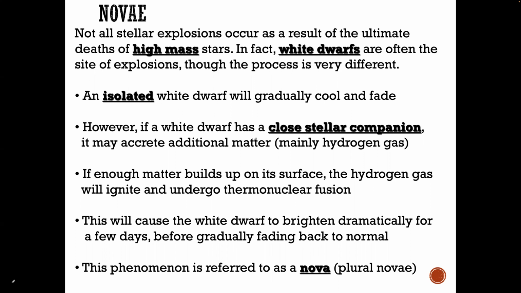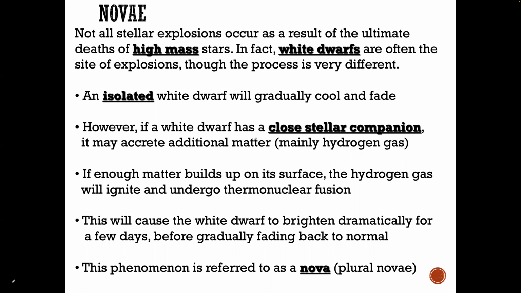Remember, this happens only if you have a nearby companion star. Now, if enough material builds up on the surface of this white dwarf by accreting material from the surrounding star, this hydrogen gas will start to ignite and undergo thermonuclear fusion. Remember the thermonuclear fusion that we talked about for the usual stars. When you have hydrogen, it will become helium if certain conditions are met, right? The same thing will happen when you have enough matter built up on the surface of this white dwarf star. Then the star can go through this thermonuclear fusion, right?